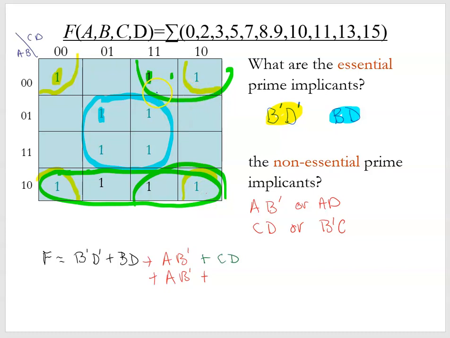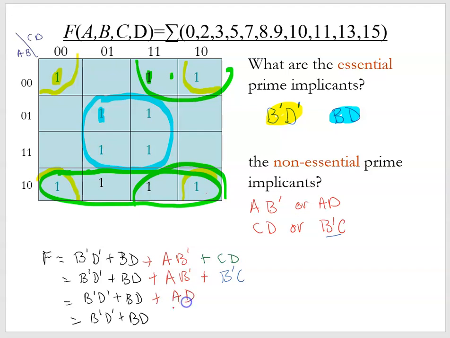Or we could do AB prime, or I'm sorry, what's this one? This one is B prime C, right? Or B prime C. And again, we'd still need B prime, D prime, or BD. We have a couple other options as well, B prime, D prime, or BD. They both need these. And then instead of AB prime, we could use AD.